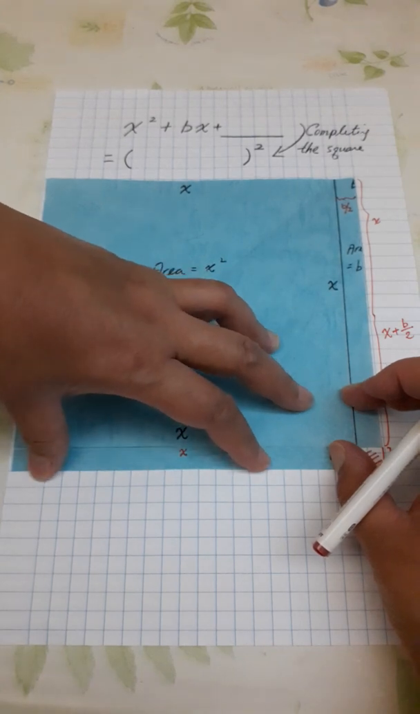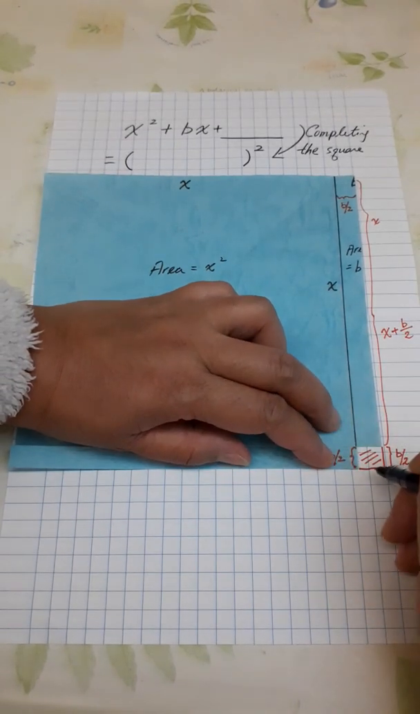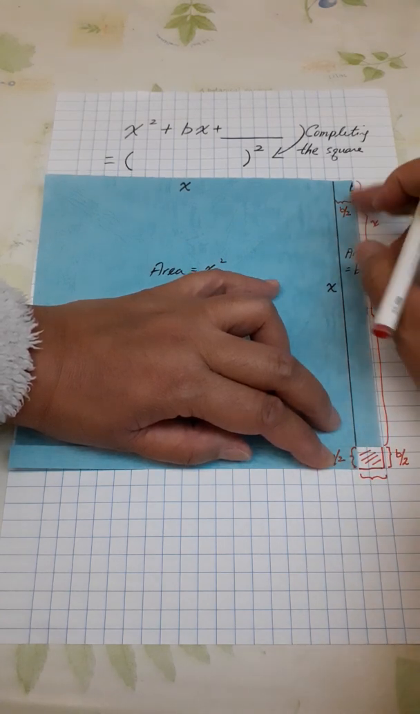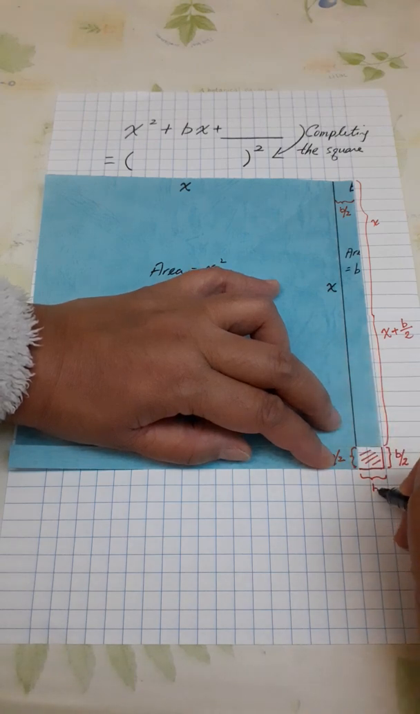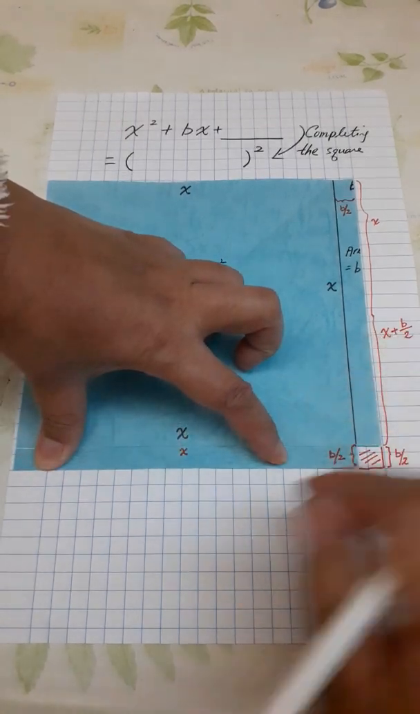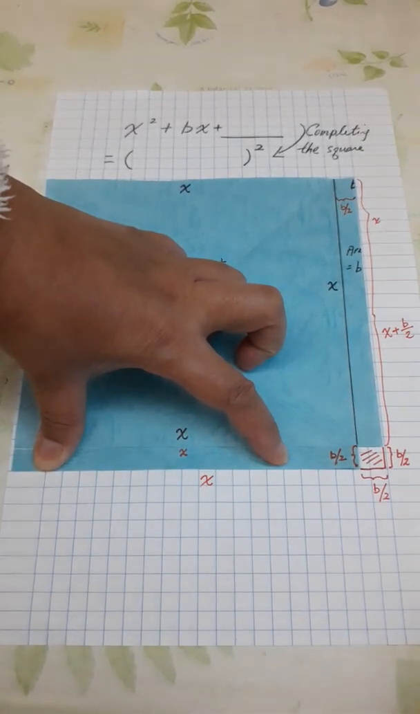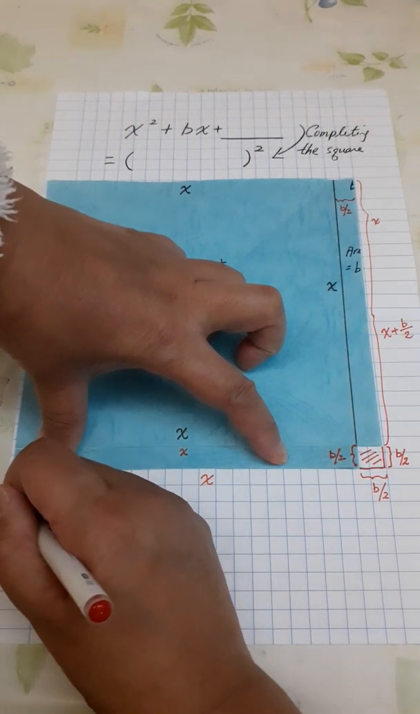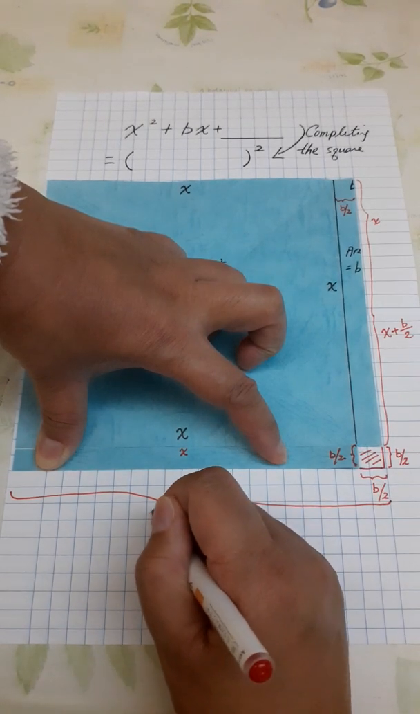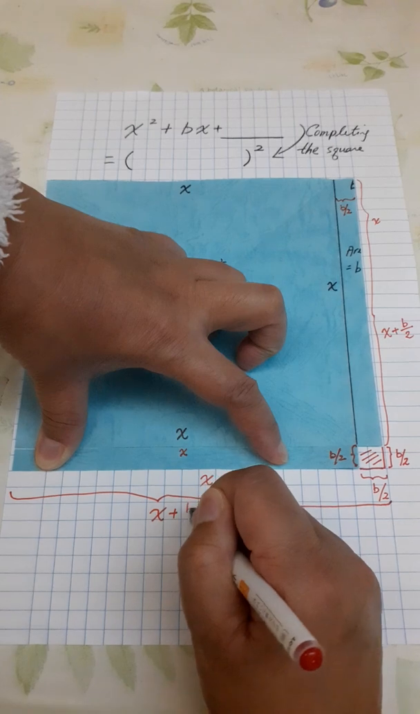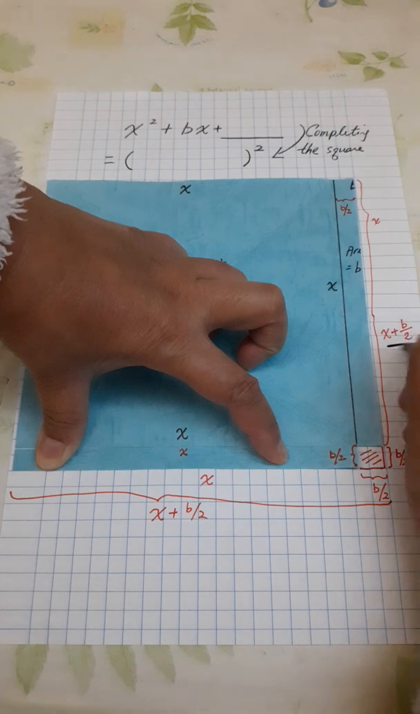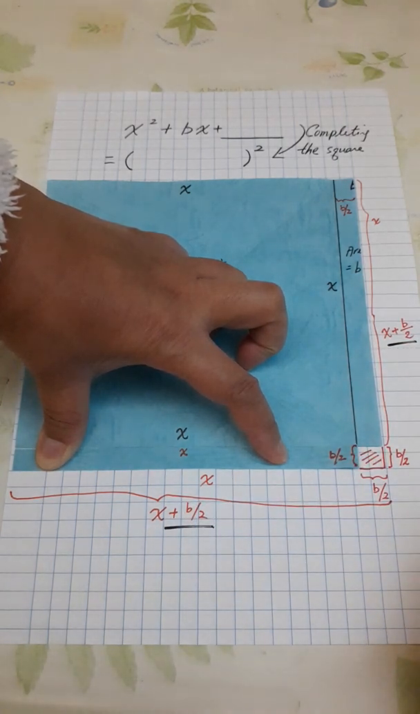Now how about the other way around? If I look at this part, of course it's the same as this one because this part is a rectangle, b over 2. And then this one, this length is x. And therefore from here up to this end, the total length is x plus b over 2. Now you can see that they are the same.